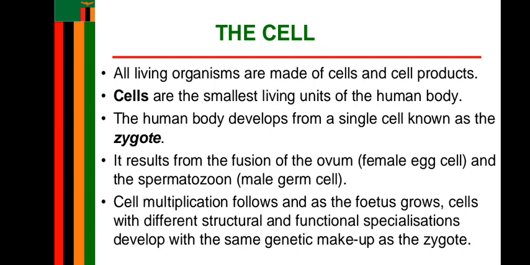These cells multiply, and as the fetus grows, cells with different structures as well as functional specialization develop, and then we have what we call the genetic makeup of the zygote.